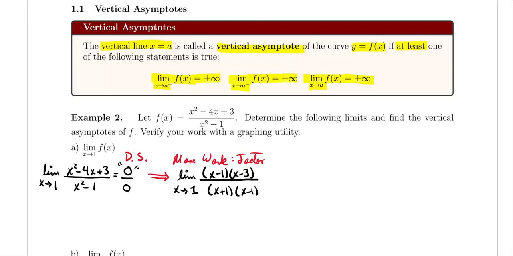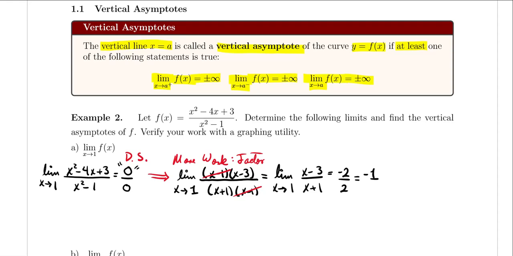We got the limit here as x approaches 1 for x minus 1 times x minus 3 all over x plus 1 times x minus 1. And the good news is that I do see some terms that are going to be canceling. I can cancel the x minus 1, both top and bottom, and what we're left with is the limit as x approaches 1 for x minus 3 over x plus 1, which is going to give us negative 2 over 2, which is equal to negative 1. Okay, well, we're not getting infinity here, so it seems like we do not have an asymptote at 1.